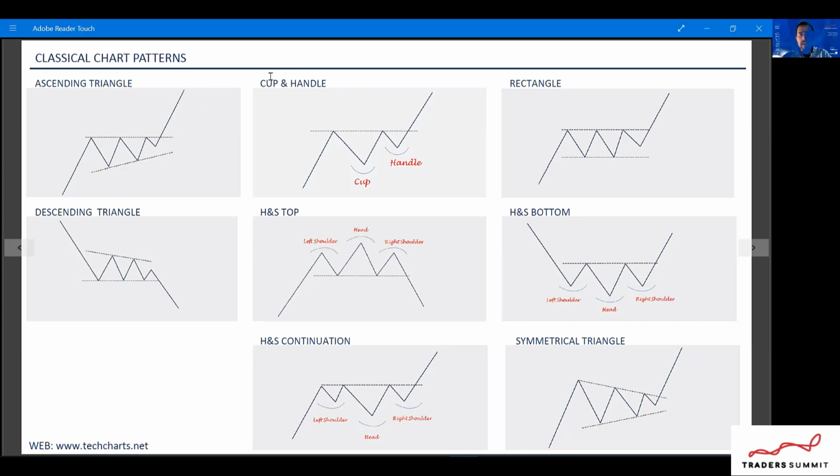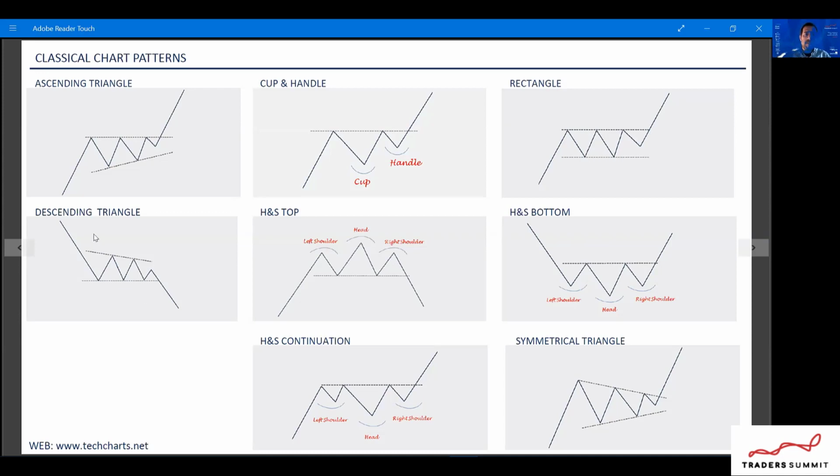The chart and the illustration next to it, cup with handle. Again, it's a horizontal chart pattern. This time, it's one less swing than the ascending triangle. Rectangle is one of my favorites because it's easy to identify on the price charts. So it's a sideways consolidation with several tests of the chart pattern boundary.